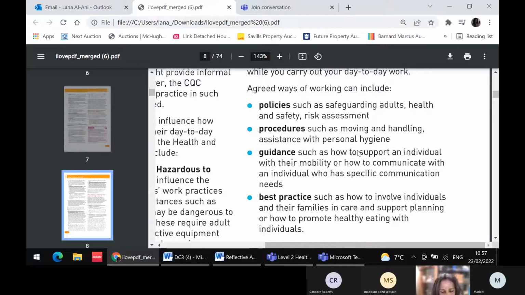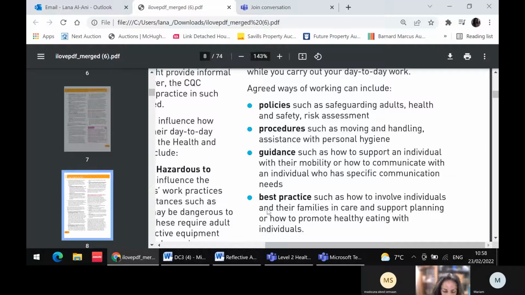And the guidance, such as how to support the individual with their mobility, how to communicate with them, how we provide for specific communication needs for some of the clients. This should all be set by the care home itself. So every care home would have different, well, very similar policies. They're all about safeguarding, health and safety, risk assessment, but you need to read it because the points are very important for you, so it can give you extra training.